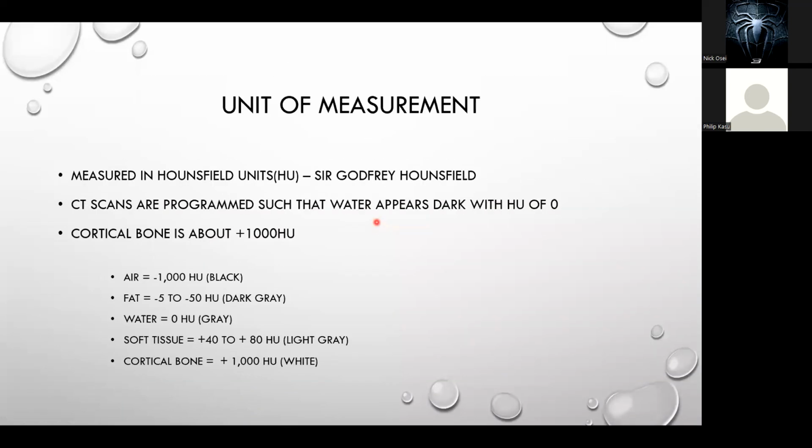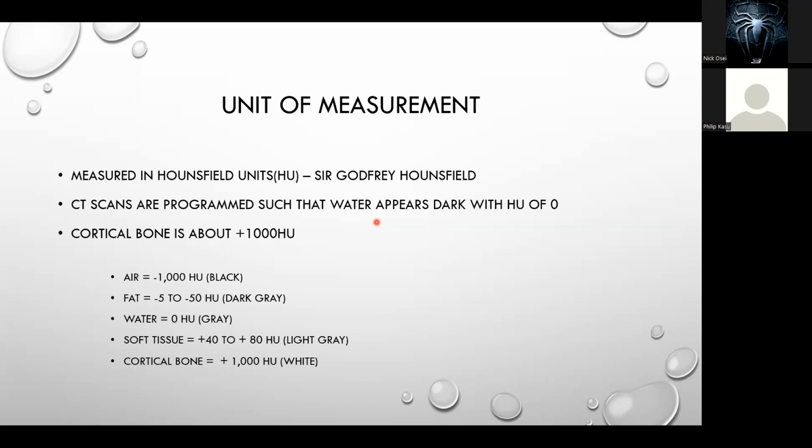Okay. Now let's look at the units of measurement. The density of substances or matter that we are able to see on the CT scan is measured in Hounsfield units. Hounsfield units. And this is from Sir Godfrey Hounsfield, who designed the first CT scan.